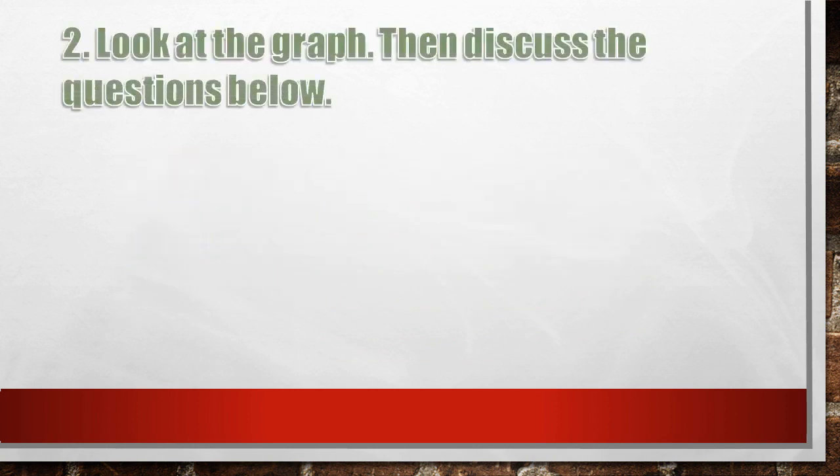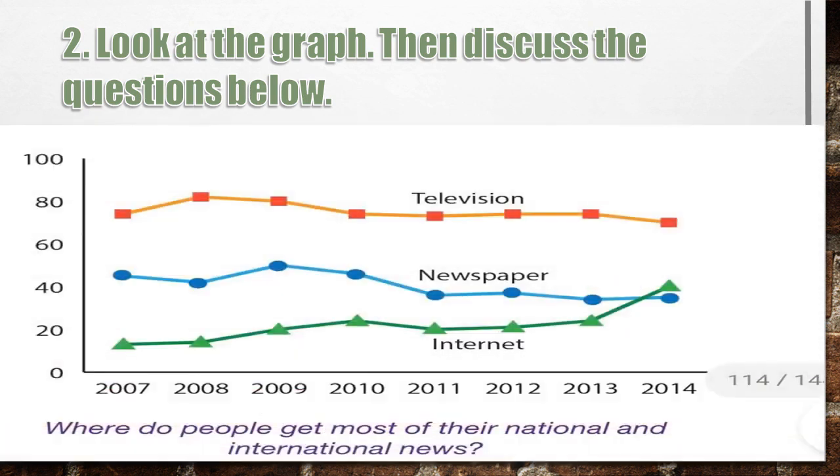Now look at the graph, then discuss the questions below. Now, this graph, the title of the graph is Where do people get most of their national and international news? That is the sources of news. We have the vertical line 20, 40, 60, 80, and 100, and the horizontal line of the period of time from 2007 to 2014. We have three main sources of news: television, newspaper, and internet, each one in a different color. As you notice here, the use of television is going down, but the use of internet is rising. And maybe if it continues to rise, it will meet with television. But still, nowadays, television is the most popular source of news.